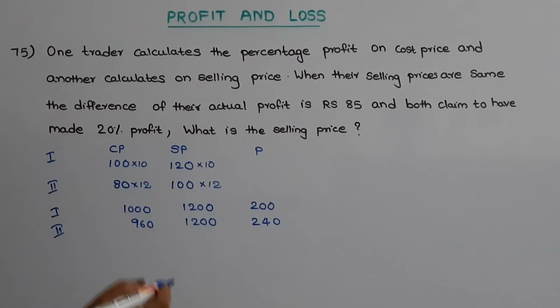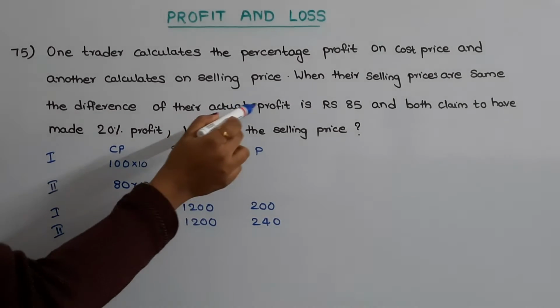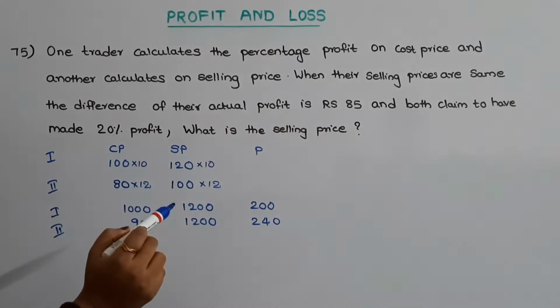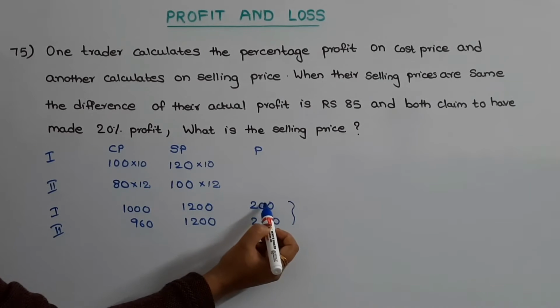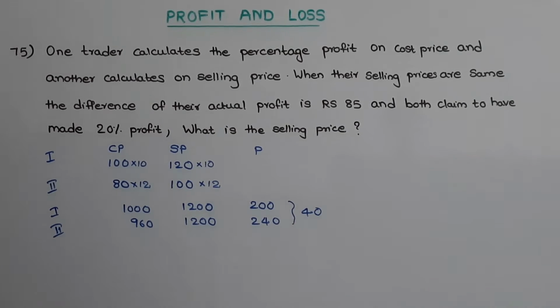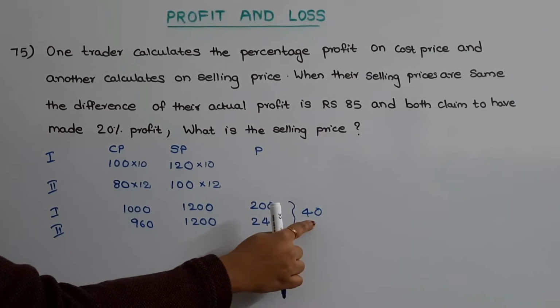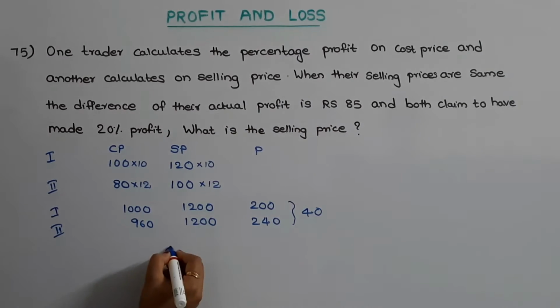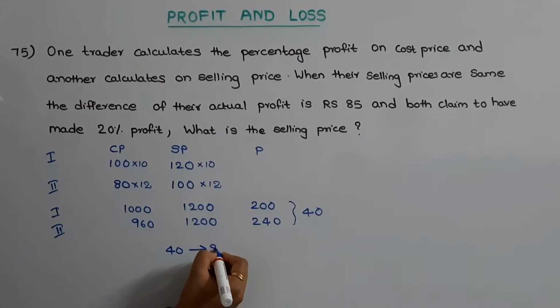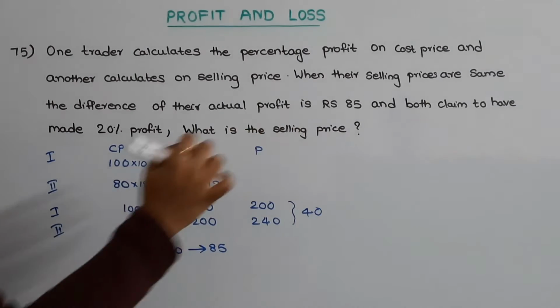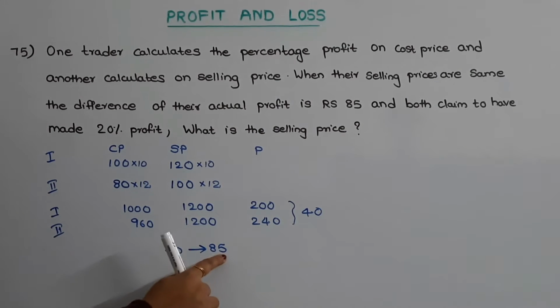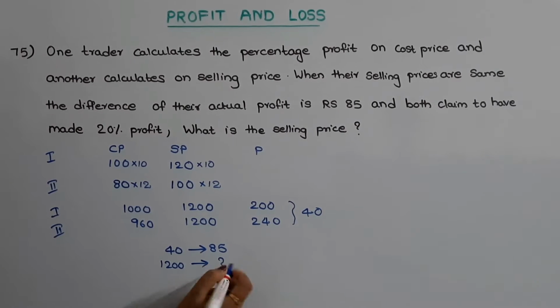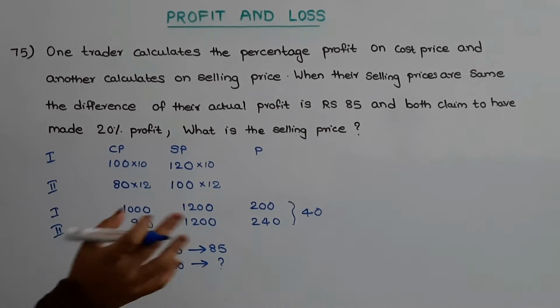240. In this question they have given the difference in the profit as 85. What is the difference in the profit here? Here the difference is 240 minus 200, that is 40. So we can represent this 40 as 85. We need to find out the selling price. We took the selling price as 1200. If 40 can be written as 85, what will be the value of 1200? On finding this value, we will get the original selling price.